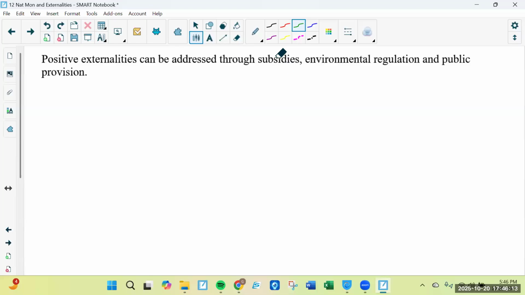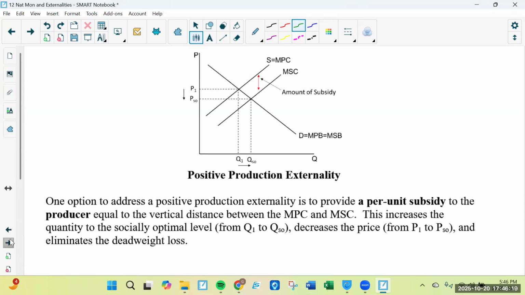Positive externalities are addressed through subsidies, again, per unit subsidies, environmental regulation, or public provision. The example here is that we have a positive production externality. We want more produced. So we give a per unit subsidy, and in this case you're giving it to the producer because of the production externality, which causes the supply curve to shift to the right.